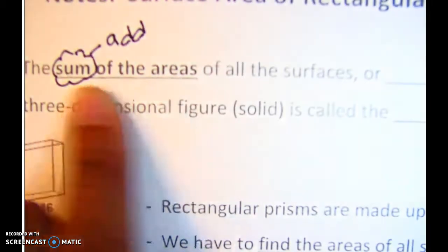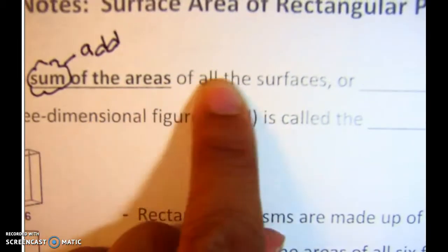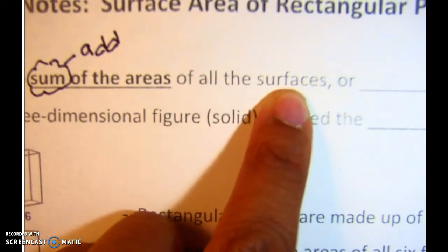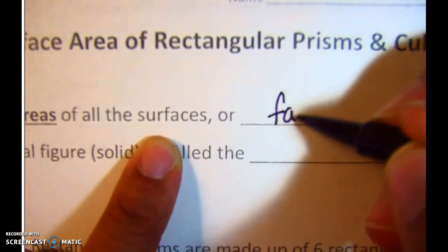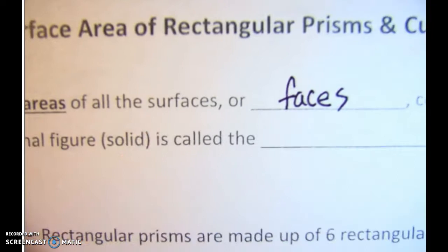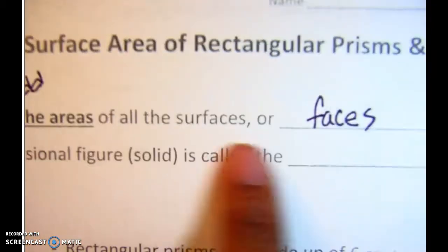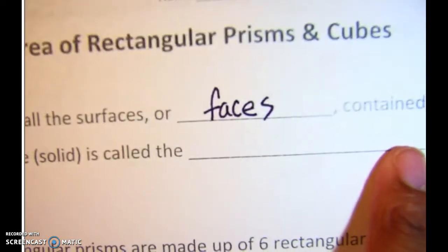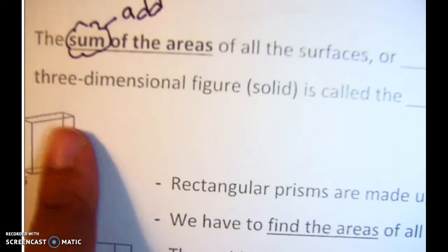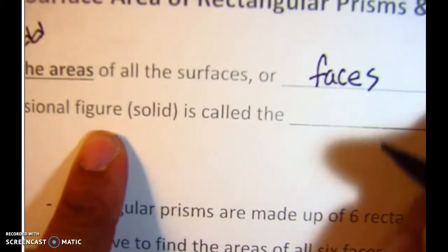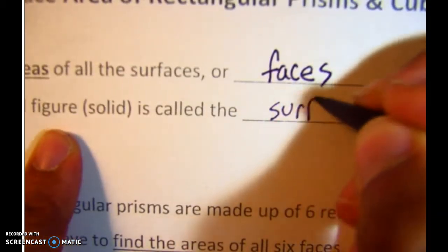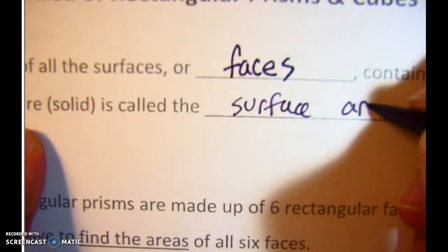So when you're adding the areas of all the surfaces, and the surfaces on a 3D object are also called the faces, you add all the areas of the faces contained in a 3D, three-dimensional figure or solid. And when you add all the areas of all the faces, you have found surface area.